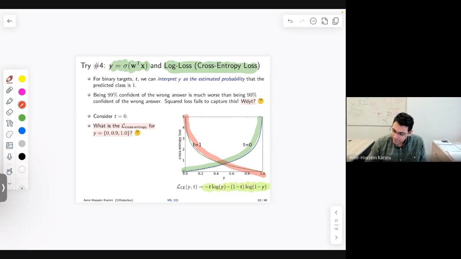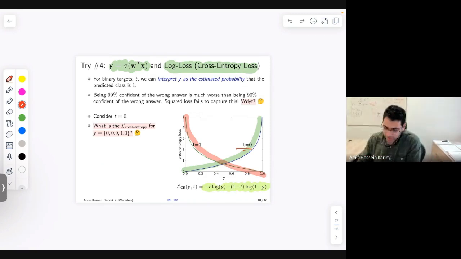It might seem a bit complicated, but really what it's saying is that if t is equal to 0, then that goes to 0, so all of this half goes away. And if t is equal to 1, then that goes to 0, so all of the second half goes away. So it's just one compact notation for both of these different losses in one formula.